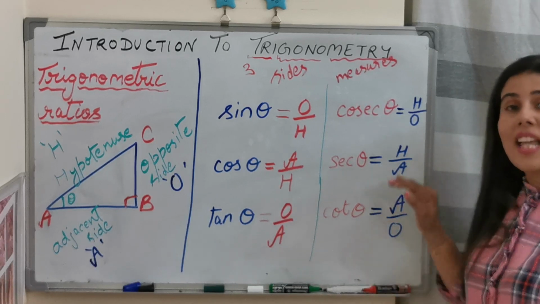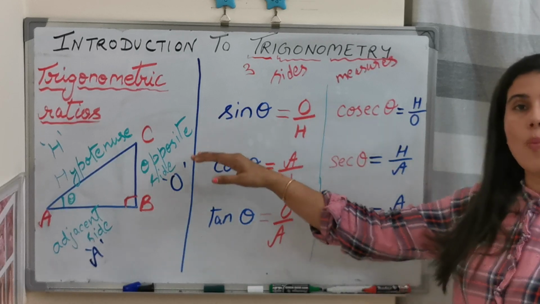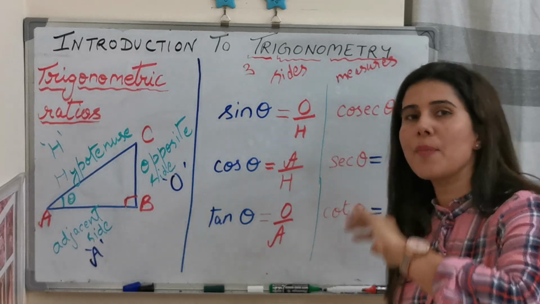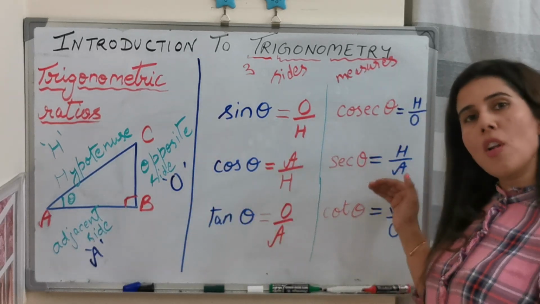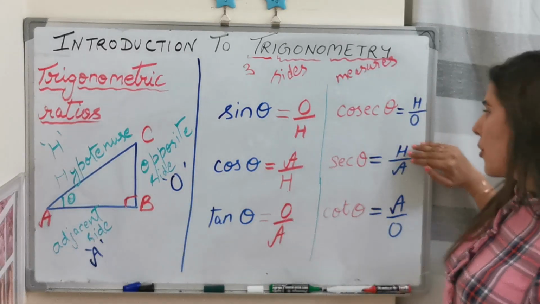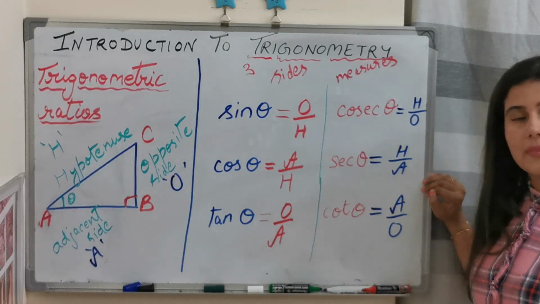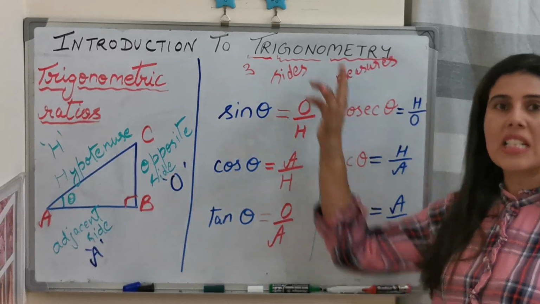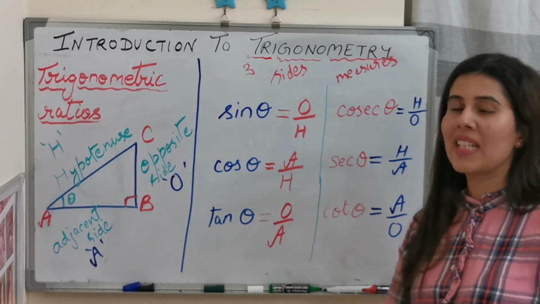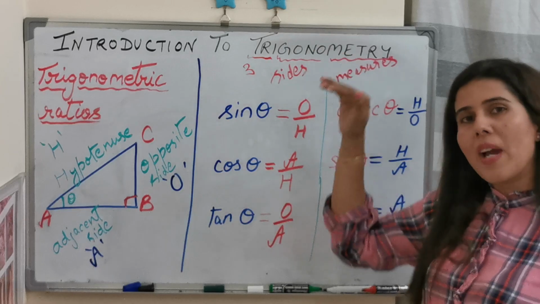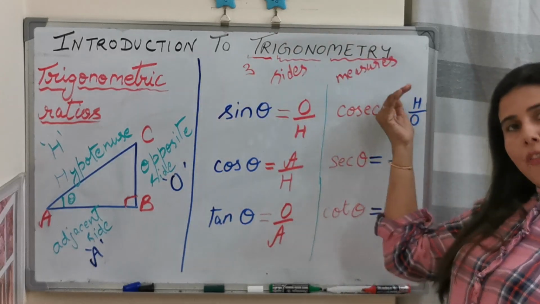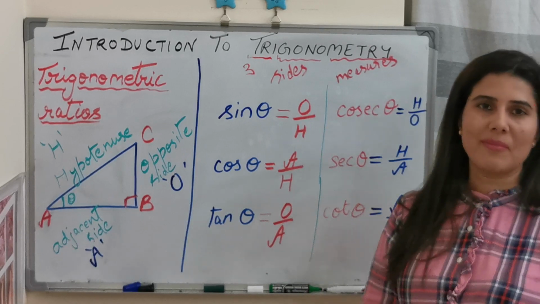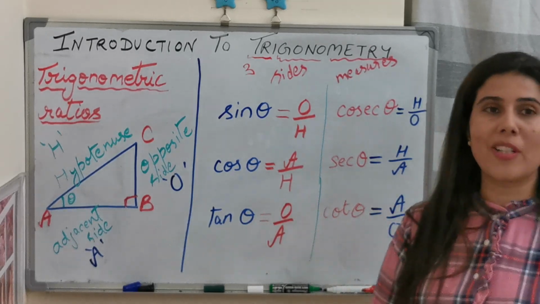Okay. The value of secant will be just the opposite of cos values. So as the value of cos is adjacent by hypotenuse, so the value for secant will be hypotenuse by adjacent. And last but not the least, to find out the value of cosecant theta, see the value of sine theta. Sine theta is opposite by hypotenuse. So the value for cosecant theta will be hypotenuse by opposite. So these all are the 6 trigonometric ratios.